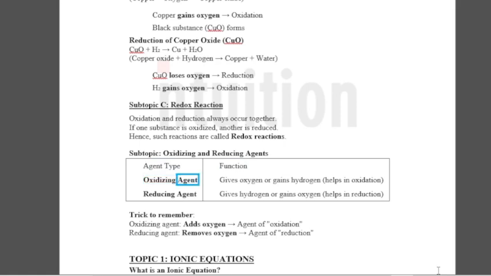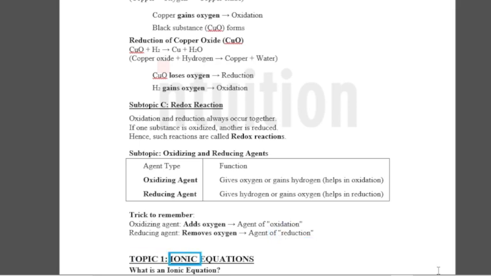Oxidizing agent: gives oxygen or gains hydrogen. Helps in oxidation. Reducing agent: gives hydrogen or gains oxygen. Helps in reduction. Trick to remember: oxidizing agent adds oxygen, agent of oxidation. Reducing agent removes oxygen, agent of reduction.